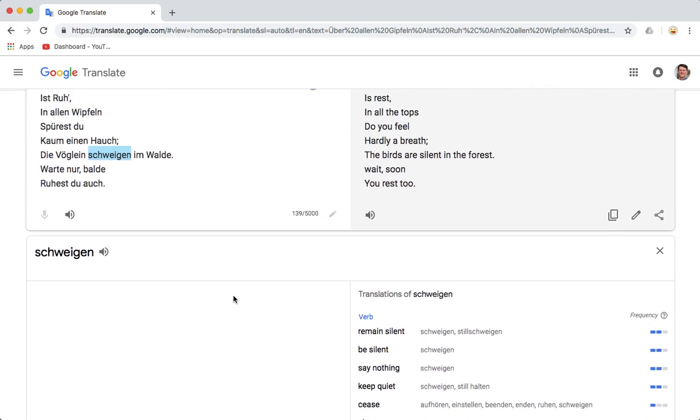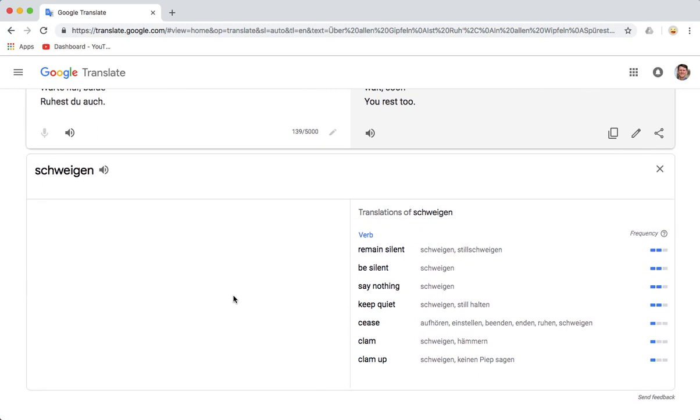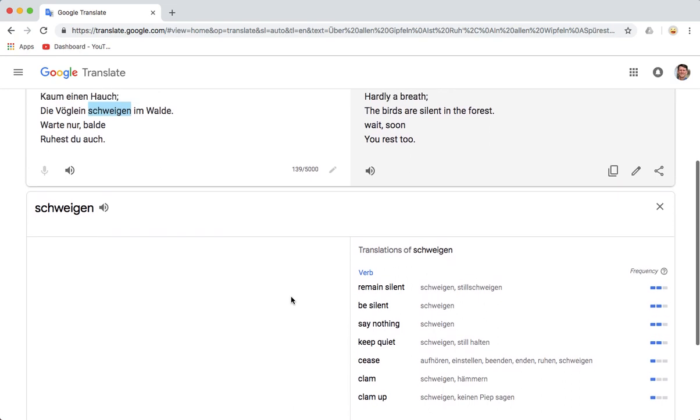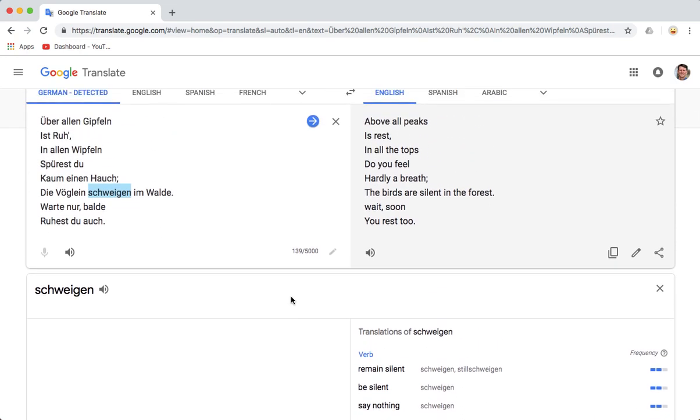So I wonder if there's a good word in this poem that would be, I just think schweigen is such a great word because we don't really have a word for it in English. There's no word that translates it very well. To stay silent or to become silent, to be actively quiet. And you can kind of see that from these different translations. So that helps you, it really helps you understand the text on a deeper level.